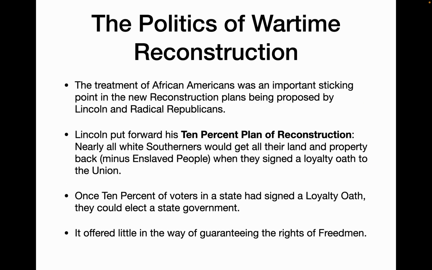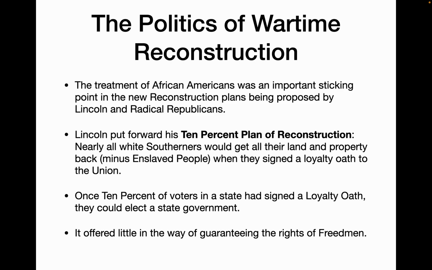Now, the treatment of African Americans was an important sticking point during this time, though, and new Reconstruction plans being proposed by Lincoln and the Radical Republicans often had to do with how African Americans would be treated post-war. Lincoln put forward his own plan for Reconstruction, which we'll talk about more when we get to our next chapter after Christmas, but he put forward the 10% plan of Reconstruction, which said that nearly all white Southerners would get their land and their property back except for the enslaved people that they used to have, if 10% signed a loyalty oath to the Union.